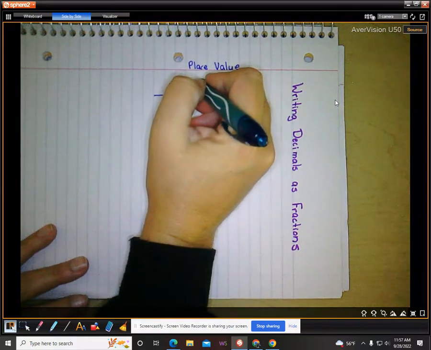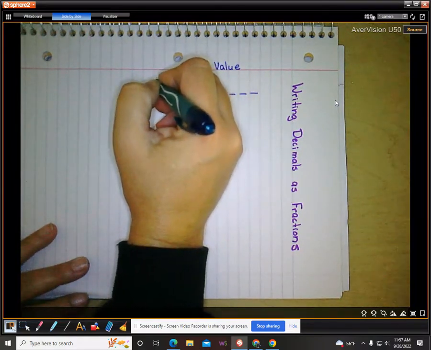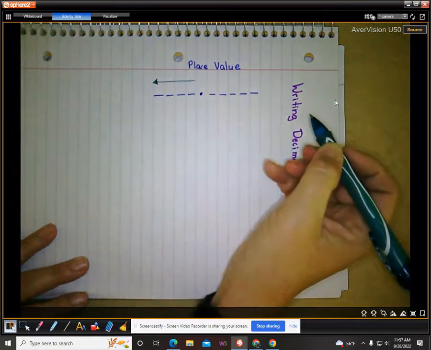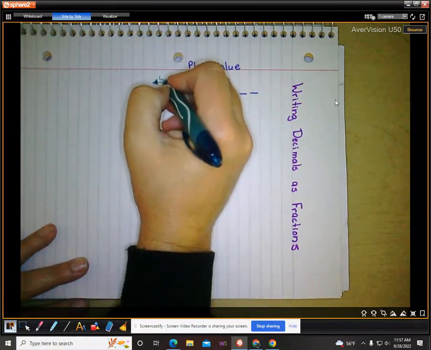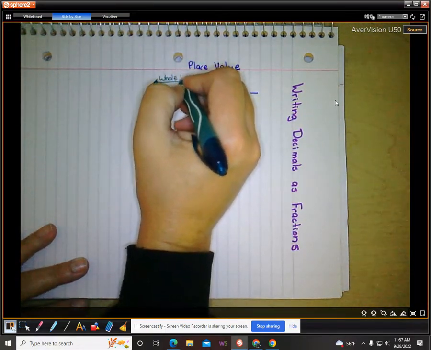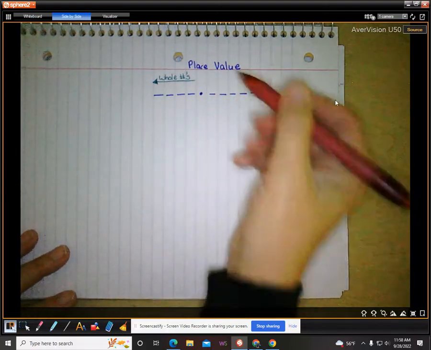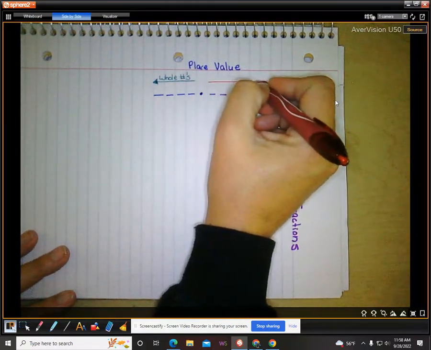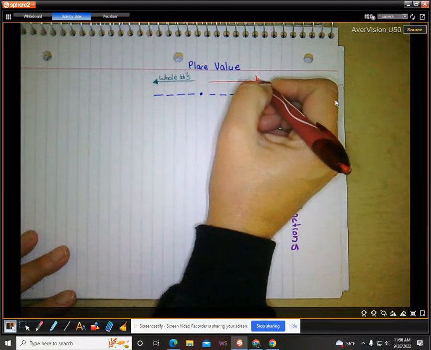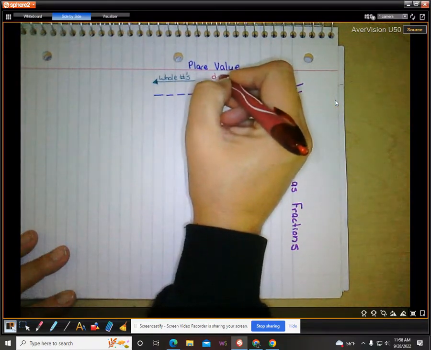Here's what I want you to remember. When you are going to the left of the decimal, these are your whole numbers. So our numbers bigger than 0. 1, 50, 1,000, 530, those are all whole numbers. So those are all to the left of your decimal point. When you go to the right of your decimal point, these are when our numbers get really, really small. So these are our decimal numbers.